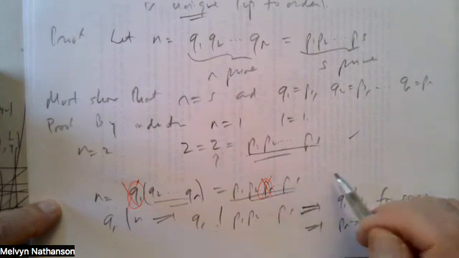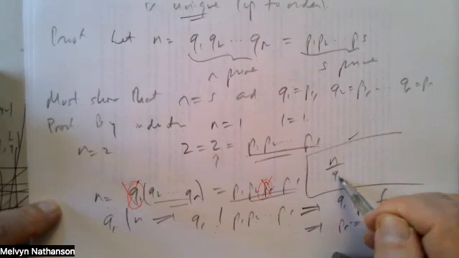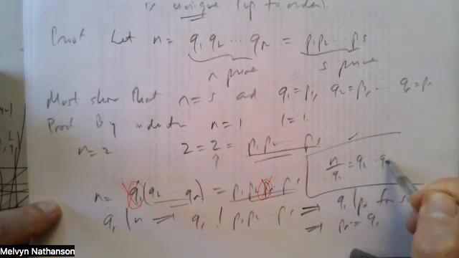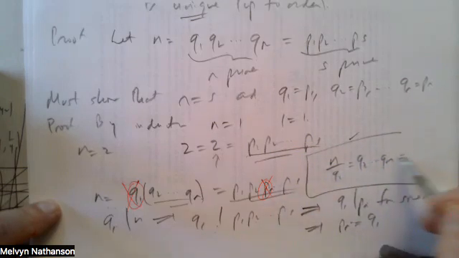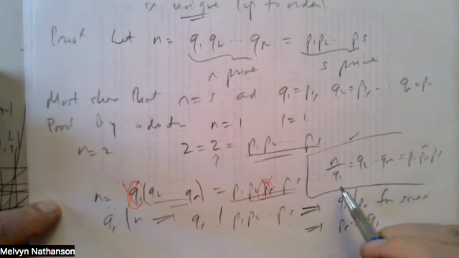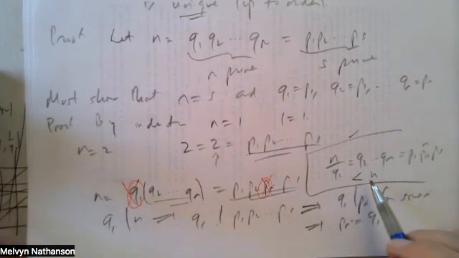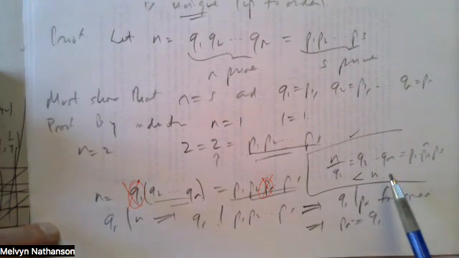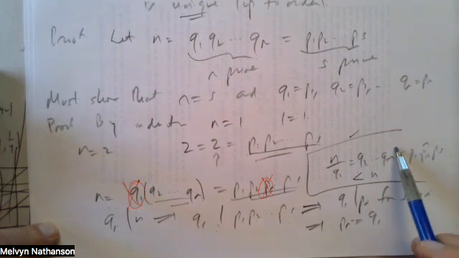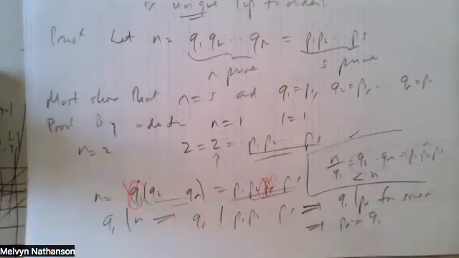I get that n over q1 is q2 up to qr, and it's the product of these other primes, p1 up to ps, with p sub i omitted. But n over q1 is less than n. It's n divided by something bigger than 1. So by the induction hypothesis, every number less than n is uniquely a product of primes. So the number of primes here equals the number of primes here, and they have to be exactly the same primes in some order.